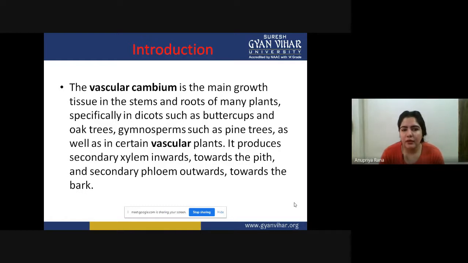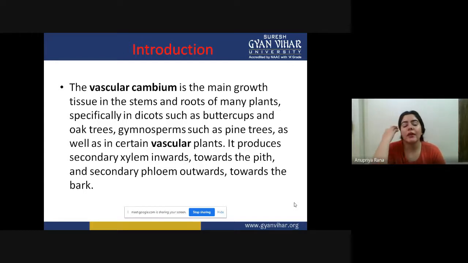Especially in dicots such as buttercups and oak trees, which are examples of dicots, and gymnosperms such as pine trees, a very well developed growth pattern of vascular cambium is seen in this kind of plant. They produce the secondary xylem inwards, towards the pith, and secondary phloem outwards, towards the bark.